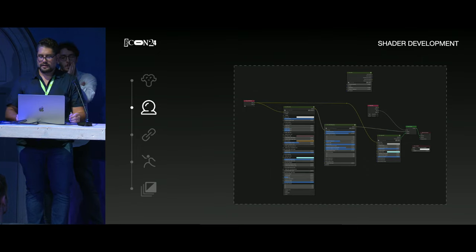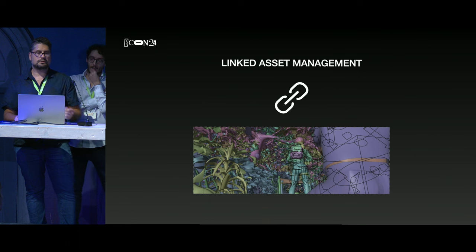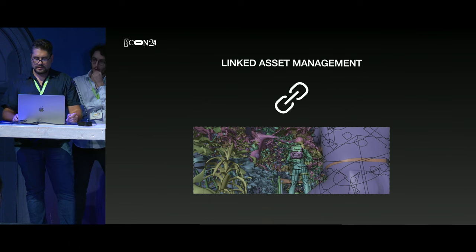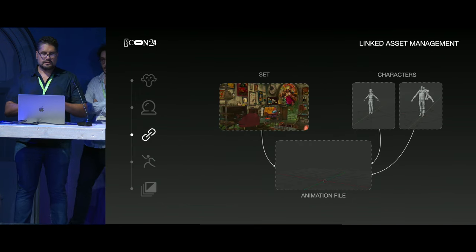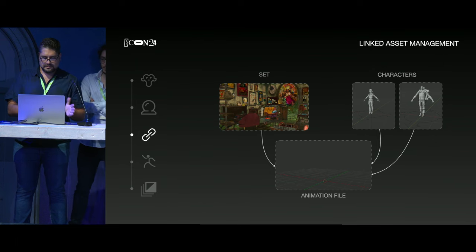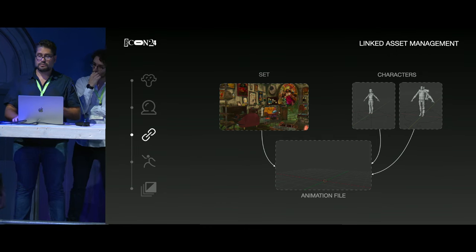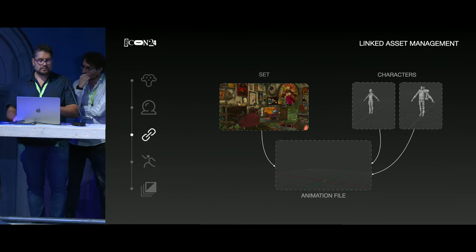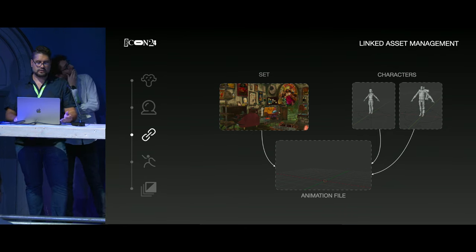Okay. I'm back here to talk to you about linked asset management. So, what happens when you have that shader and you want to use it? How do you deploy it in production? In our productions, I think this is pretty common, but just to be clear, each animation file is built by linking a character and set collection from separate files. This allows us to automatically update the assets through production and enables different stages of work to start simultaneously.